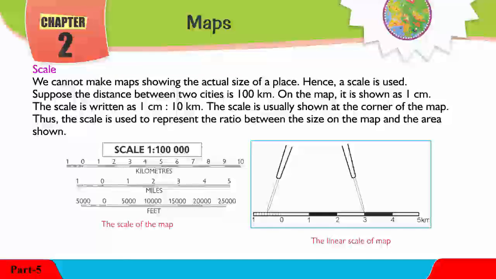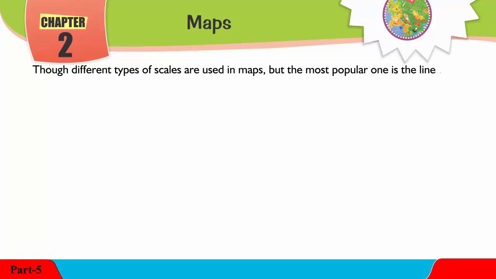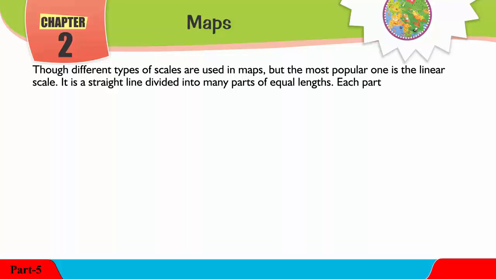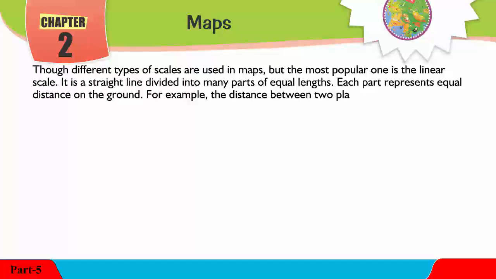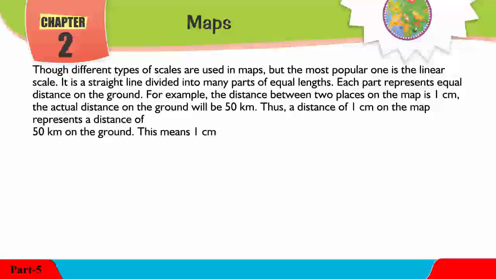The linear scale of a map. Though different types of scales are used in maps, the most popular one is the linear scale. It is a straight line divided into many parts of equal length. Each part represents equal distance on the ground. For example, the distance between 2 places on the map is 1 cm. The actual distance on the ground will be 50 km. Thus, a distance of 1 cm on the map represents a distance of 50 km on the ground. This means 1 cm is to 50 km is the scale of the map.